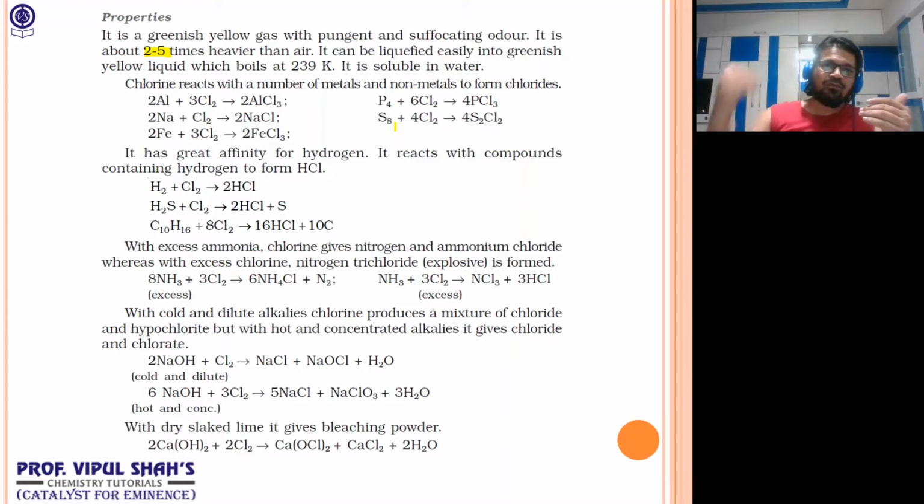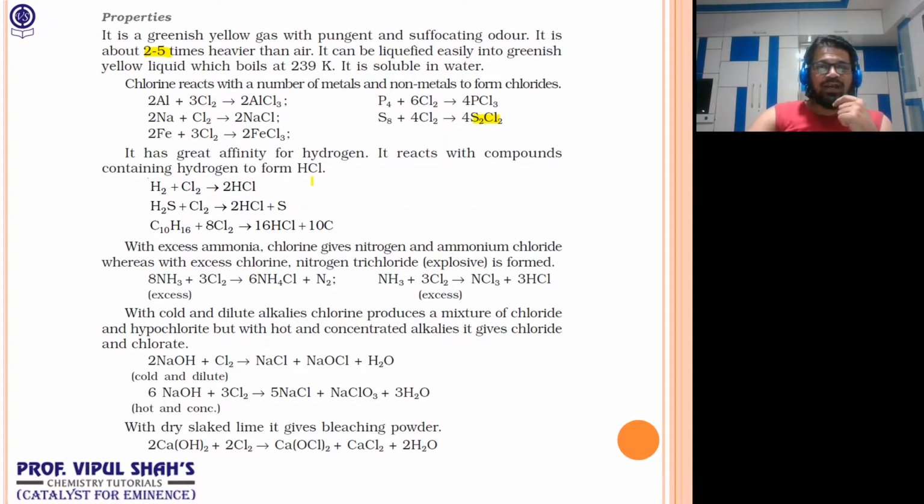In the SRP series, fluorine, chlorine, bromine, iodine, it's placed above. So chlorine will have more tendency to readily form its chloride. That's one. So it reacts with metals to form their salts: with aluminium, aluminium chloride, NaCl, ferric chloride, PCl5, S2Cl2. Please write the name of this compound. S2Cl2 is sulfur monochloride.